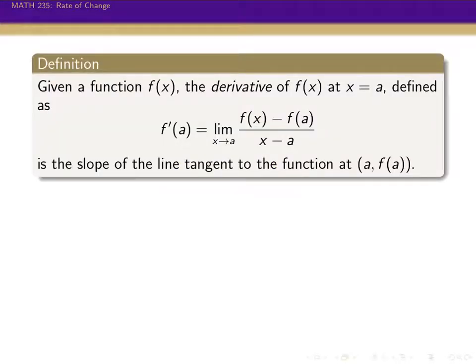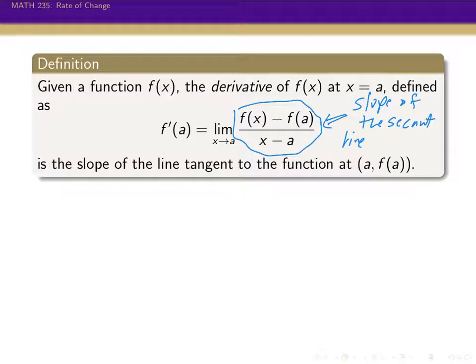Okay, and so going back to what we saw in the last video, this is using this geometric interpretation. What the derivative of the function is at some point x equals a is the limit of these secant slopes. Right? So each of these is the slope of the secant line between the point a, f of a, and some point x, f of x.